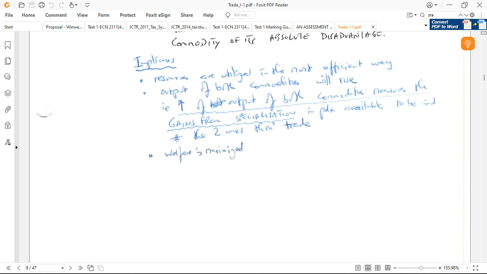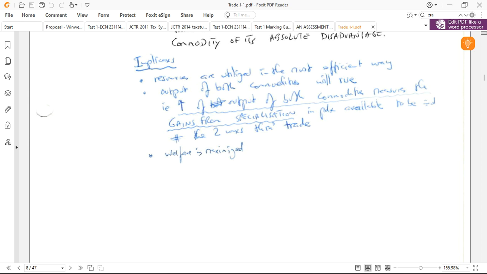Okay, so what is the implication of absolute advantage? If I can specialize in the production of copper, then I'm going to divert all my resources to the production of copper, which means that these resources are going to be utilized in the most efficient way. Okay, one.